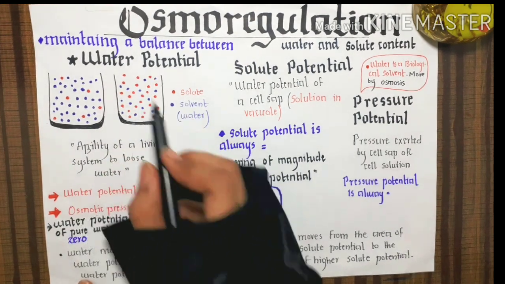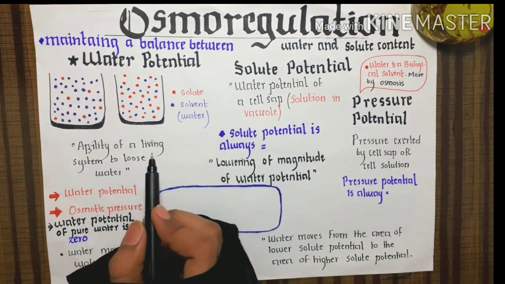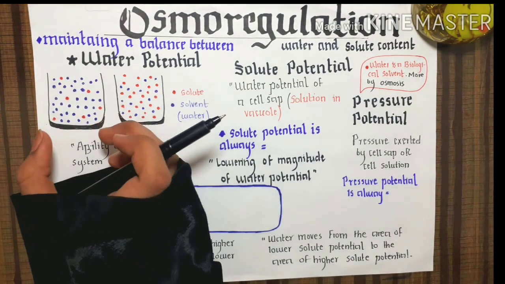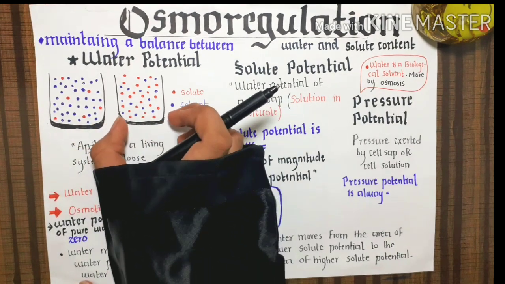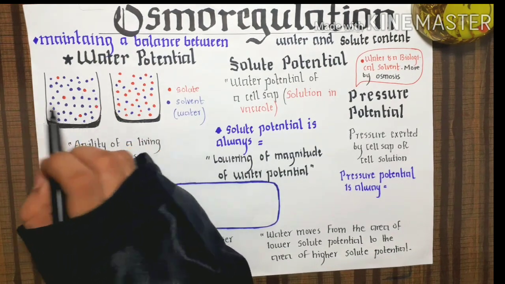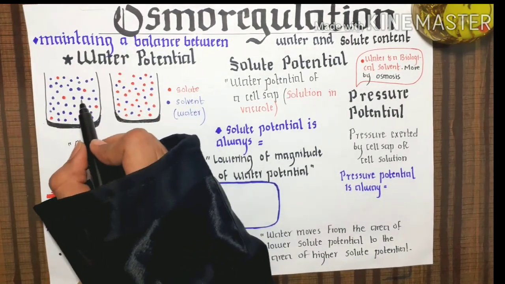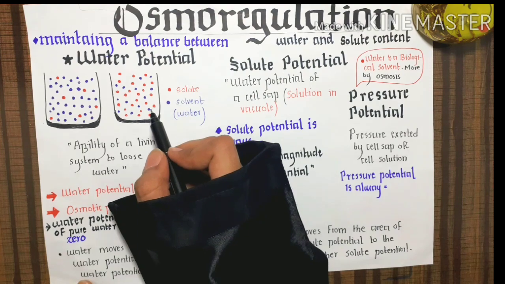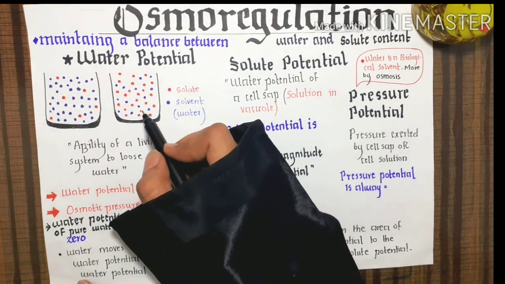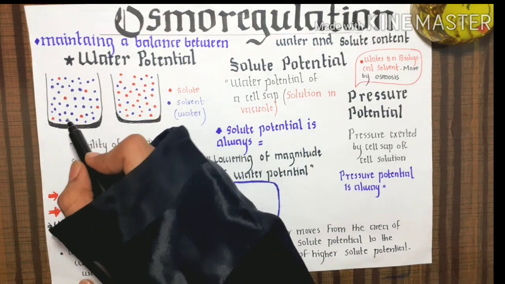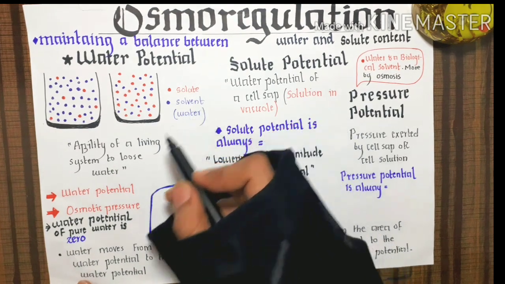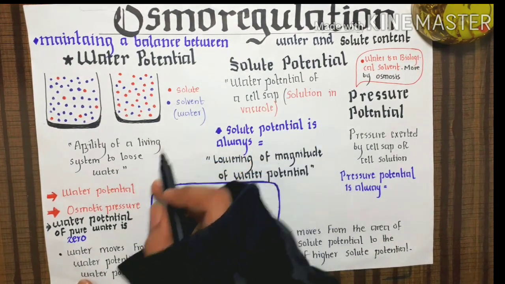So water potential can be defined as the ability of a living system to lose water. If we suppose that this container is a cell and this container is a cell too, so this cell loses the water and this cell gains the water, right? Because this cell has more water and this cell has less. So this cell loses the water. So the ability of a living system to lose water is called water potential.